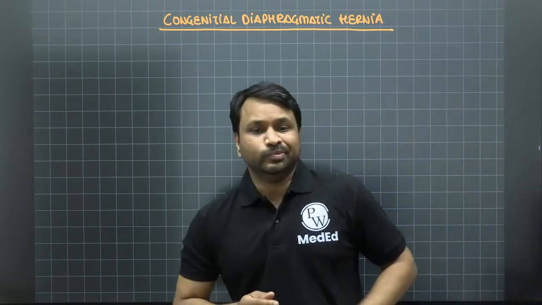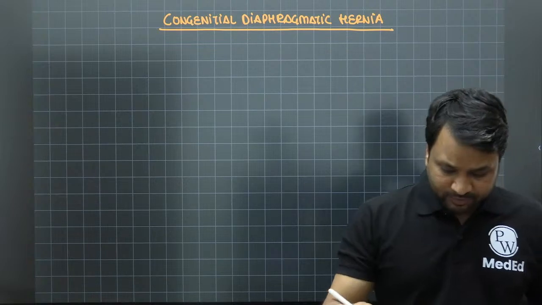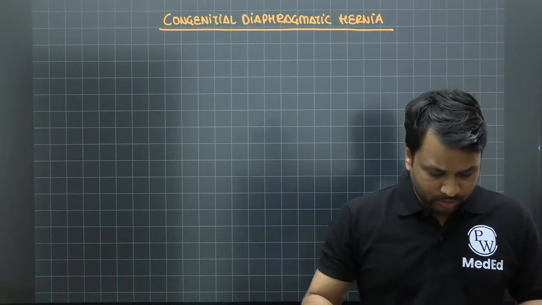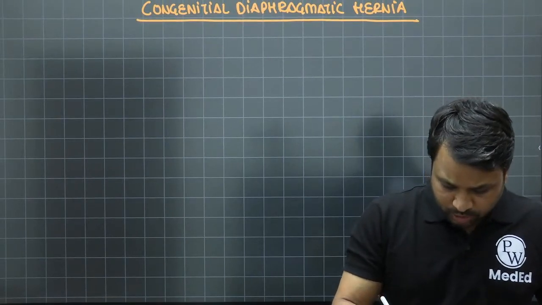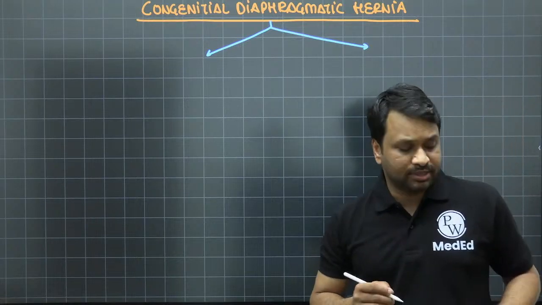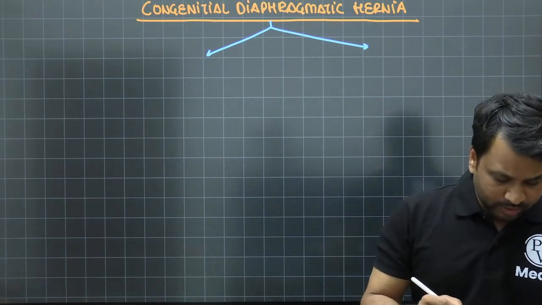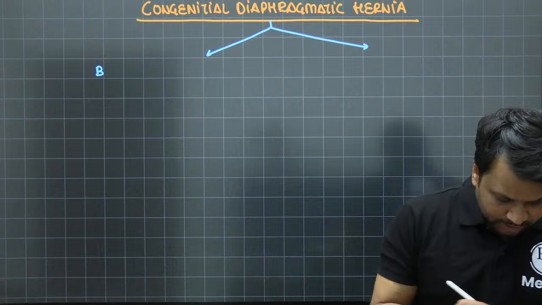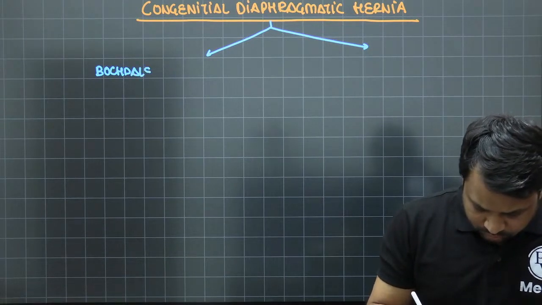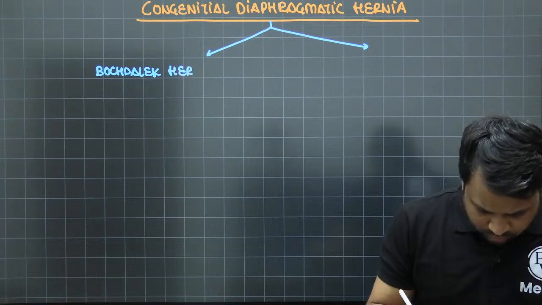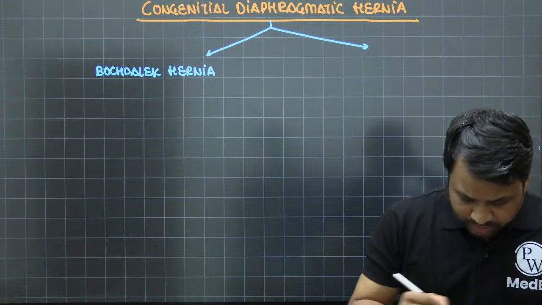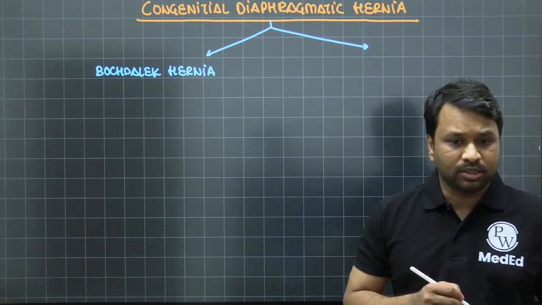All right, let's begin. We're talking about the congenital diaphragmatic hernia. I have two components of it that we'll be talking about. The first one is the Bochdalek hernia. Another one is the Morgagni hernia. So two components here: one is the Bochdalek hernia, and another is Morgagni's hernia.